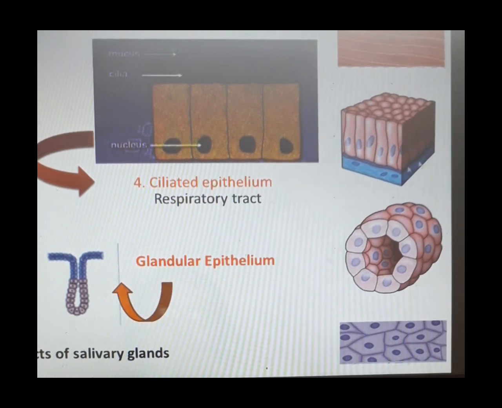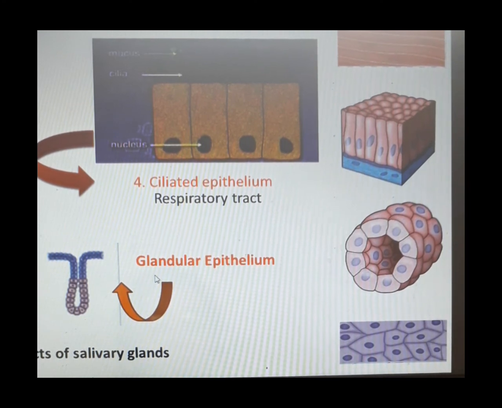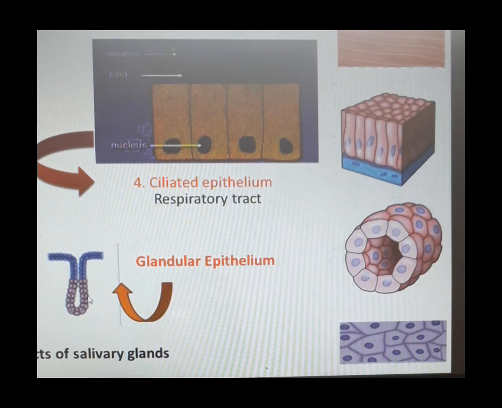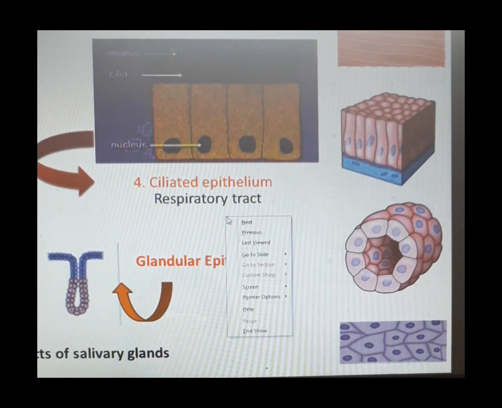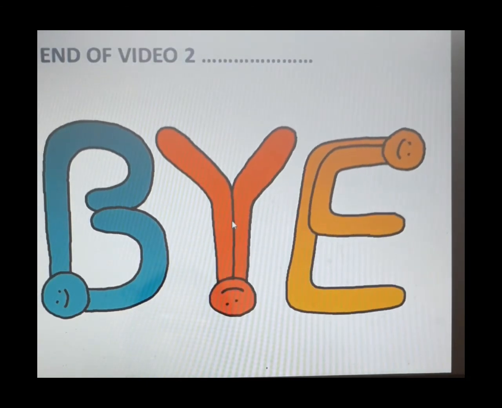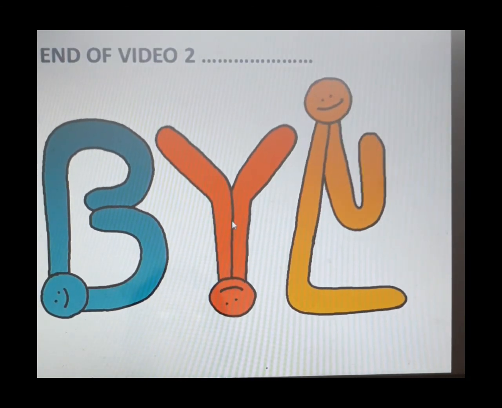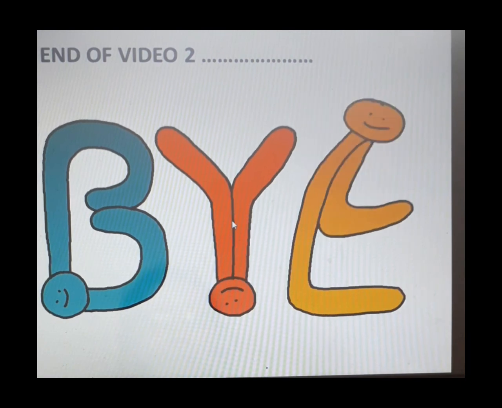Then if the epithelial tissue shows its presence in glands, then that particular tissue will be glandular epithelium. So here in this video we finish the types of simple epithelial tissues.